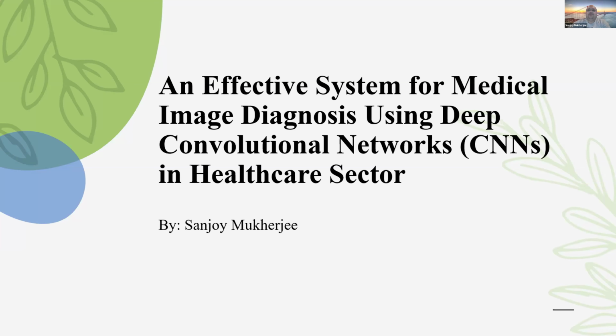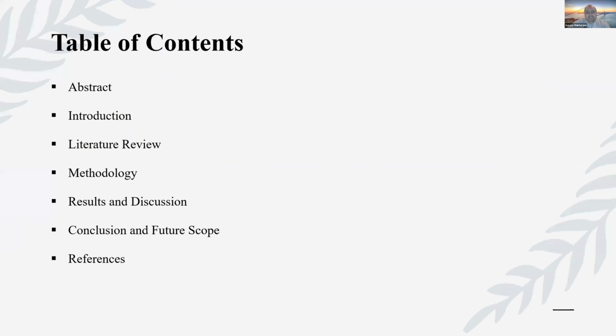This work focuses on automated detection of diabetic retinopathy, a leading cause of preventable blindness. Here I am proposing a hybrid deep learning model combining CNN and XGBoost, which significantly improves the diagnostic accuracy and efficiency. This slide shows the topics that I am going to discuss.